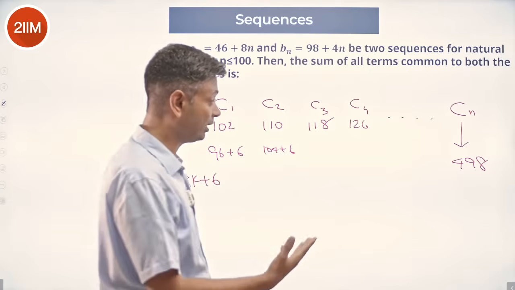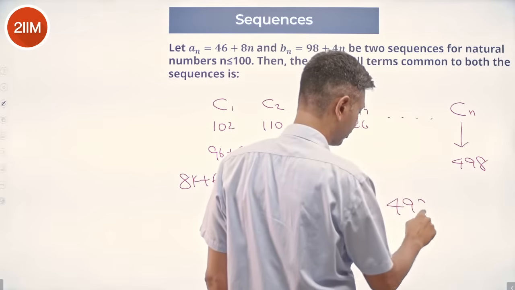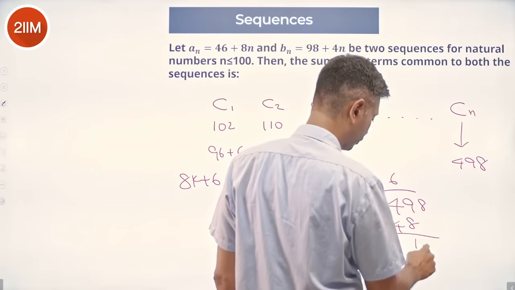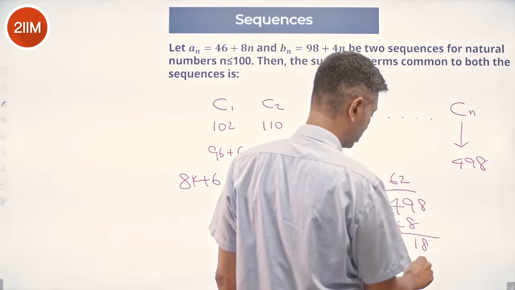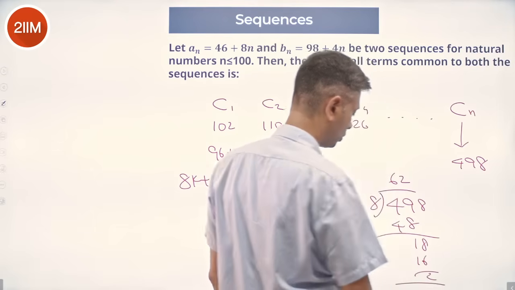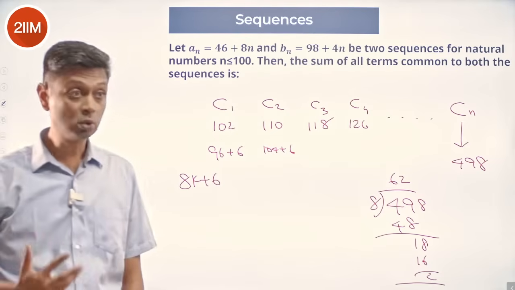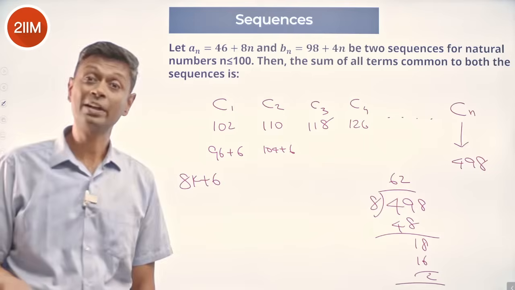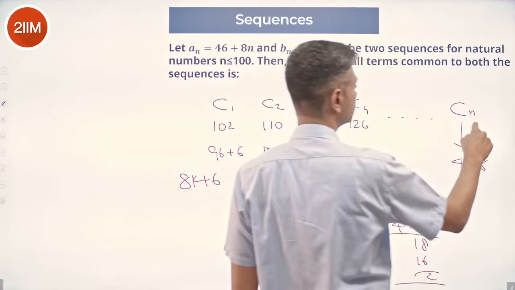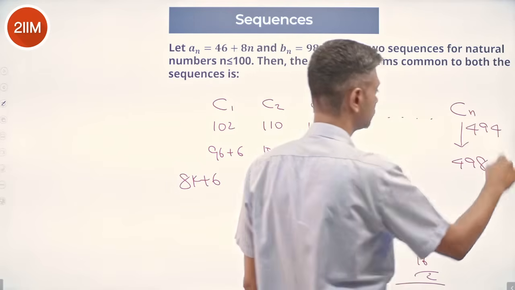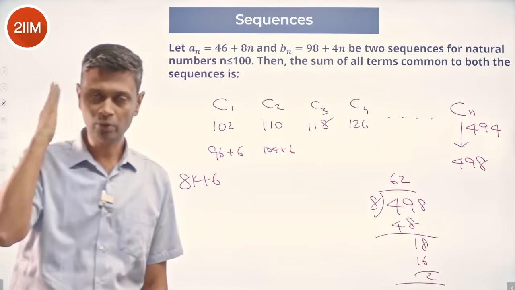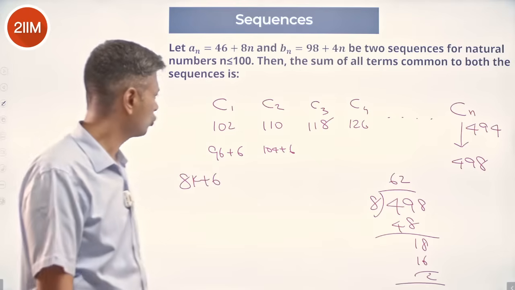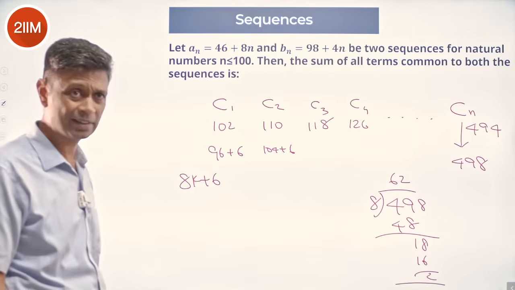Is 498 of the form 8k plus 6? I'm going to take 498 divided by 8, 6 times 8 is 48, 18, 2 remaining. No. It is 8k plus 2. So 498 will not be an element here. 494 will be, one term before. So B100 is not a part, B99 is a part. So 494 is there. How many elements are there in the sequence?